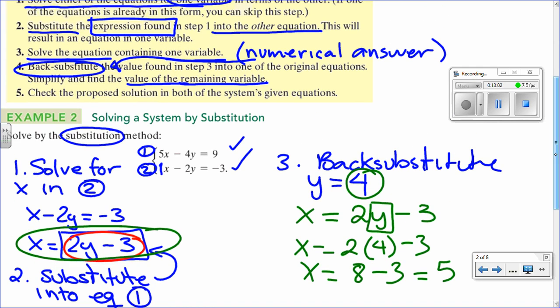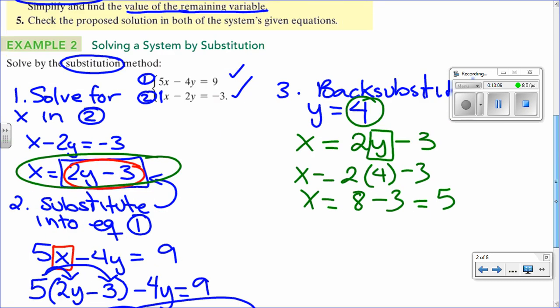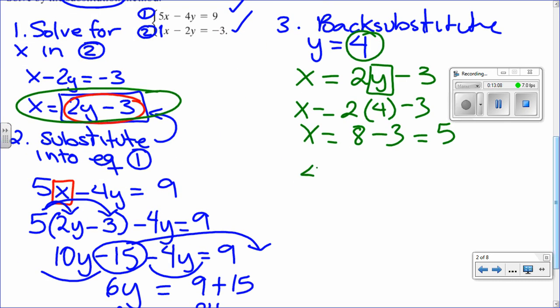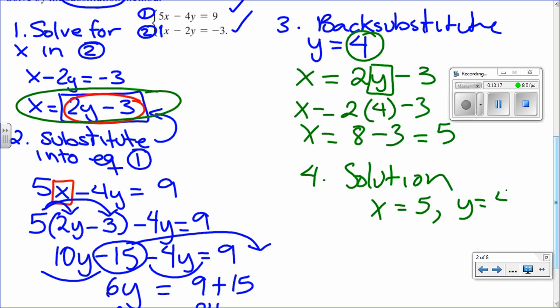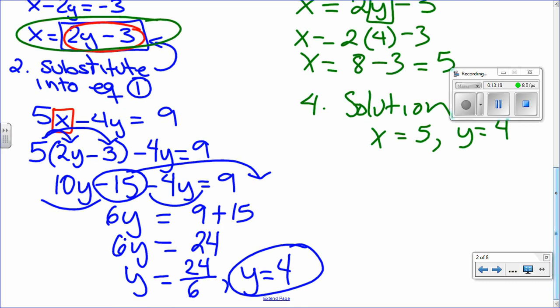Oh, that was step 4. It's okay. So we could say our solution was x equals 5 and y is equal to 4. Our solution as an ordered pair will be (5, 4). If you have to write it as a solution set, it might be inside the braces or curly brackets.